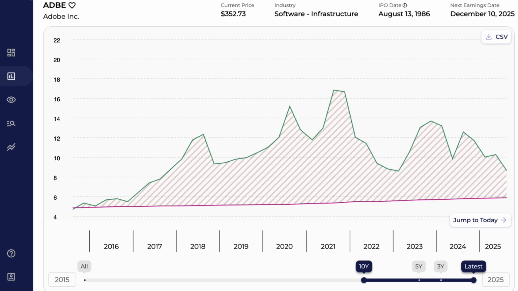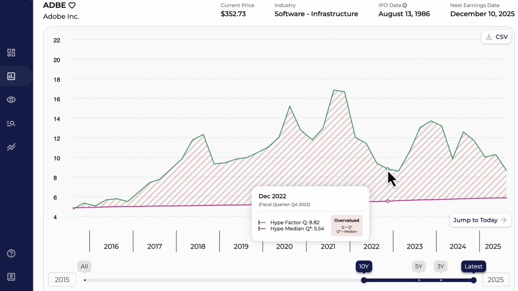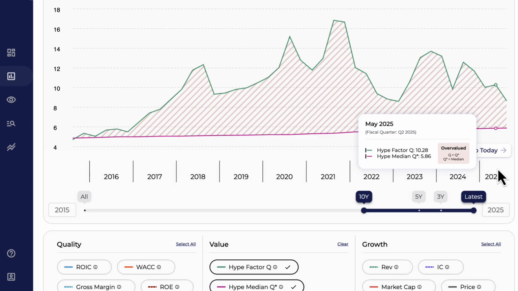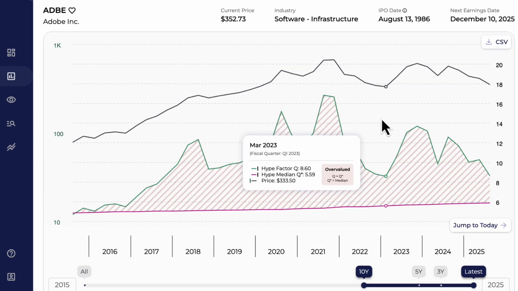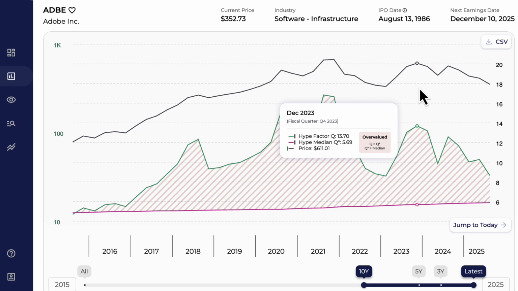So let's put this in perspective. We see the last time that the hype factor was this low was the end of 2022 at a similar level. If we go ahead and add in the price there, we see the next year, so 2023, large returns. So 70% plus returns the following year, the last time the hype factor was this low. That doesn't mean history will repeat itself, but it does help show that the hype level has cooled off from those past highs over the last 5 years.